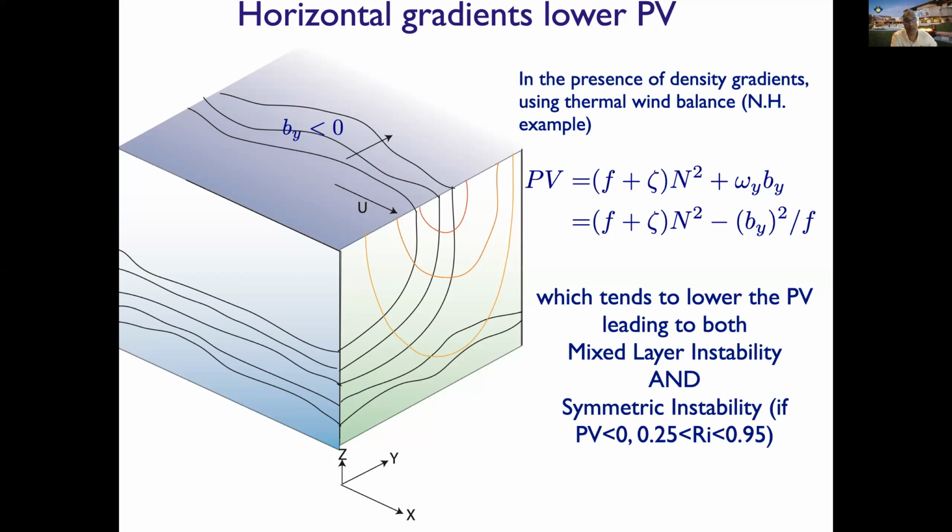You can see that if the density surface is outcropping, then you don't have small slopes of the isopycnals anymore. In presence of density gradients, these density gradients tend to lower the potential vorticity. And in general, what that means is that the flow can now go unstable to new kinds of instabilities. So that leads to things like mixed layer instability and symmetric instability.